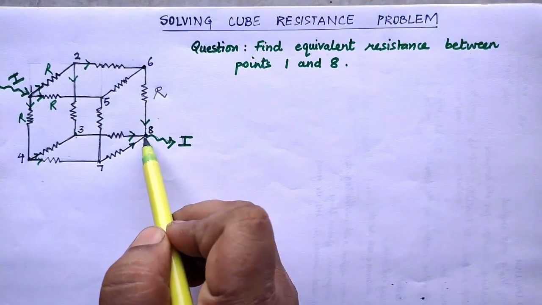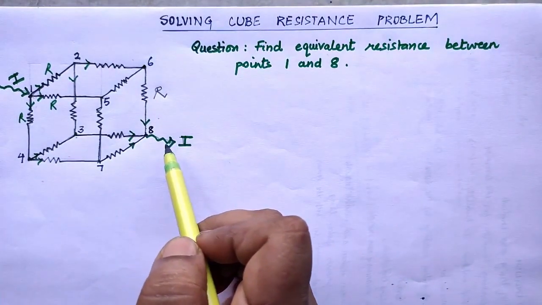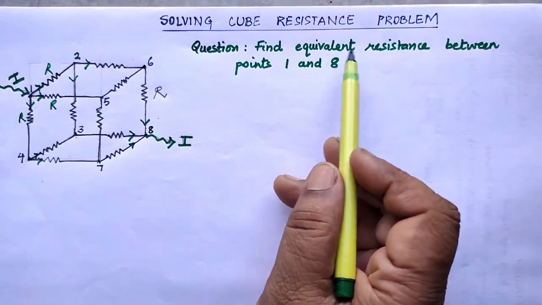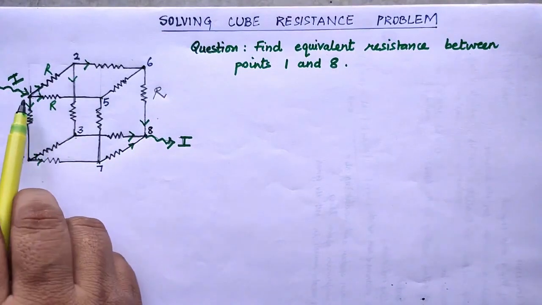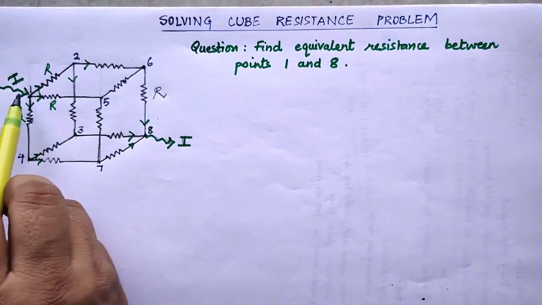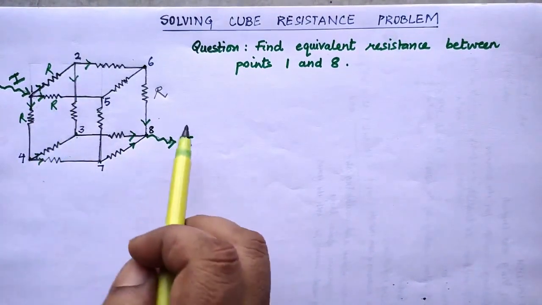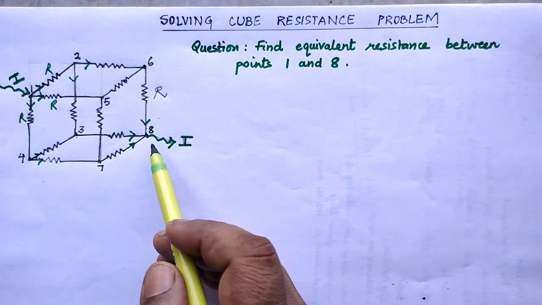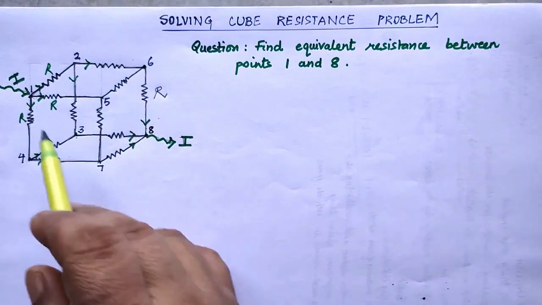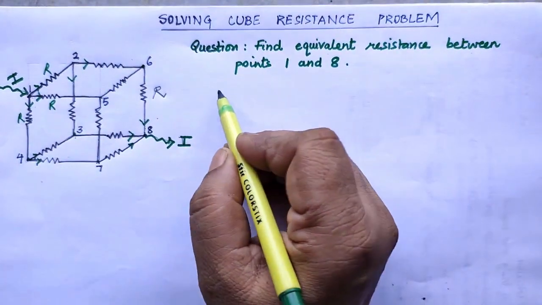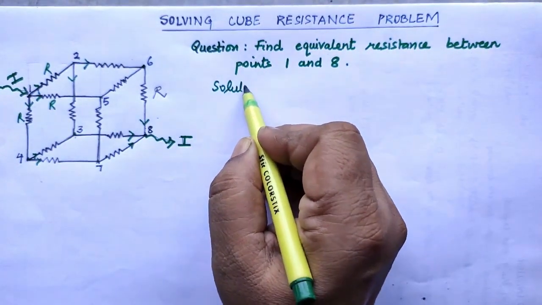Now the current collects and it is coming out of point 8. We have to find the equivalent resistance between point 1 and point 8. So we are looking at point 1 and point 8. Entering from point 1, division of current, and finally combining at point 8. Okay. So what I have just told you, now I am going to redraw this.